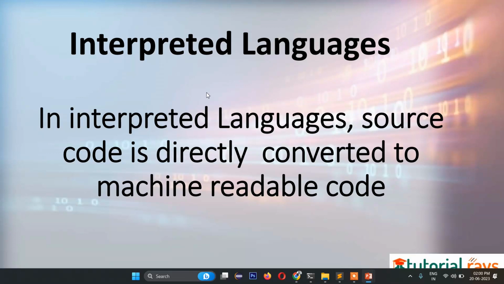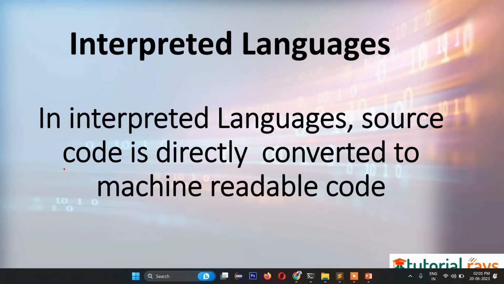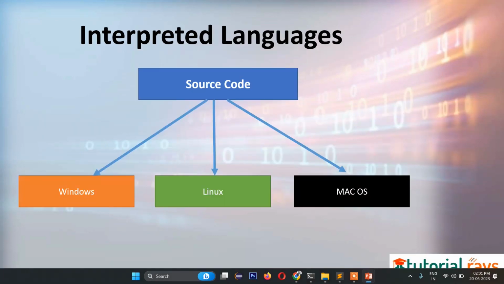Now let's see interpreted language. In an interpreted language, the source code is directly, this is the important thing, the source code is directly converted to machine readable code. That means there is no compiler involved in this. So there are two steps only here. Okay, so in this case what happens, the source code is read line by line, and then it is executed at that time only.